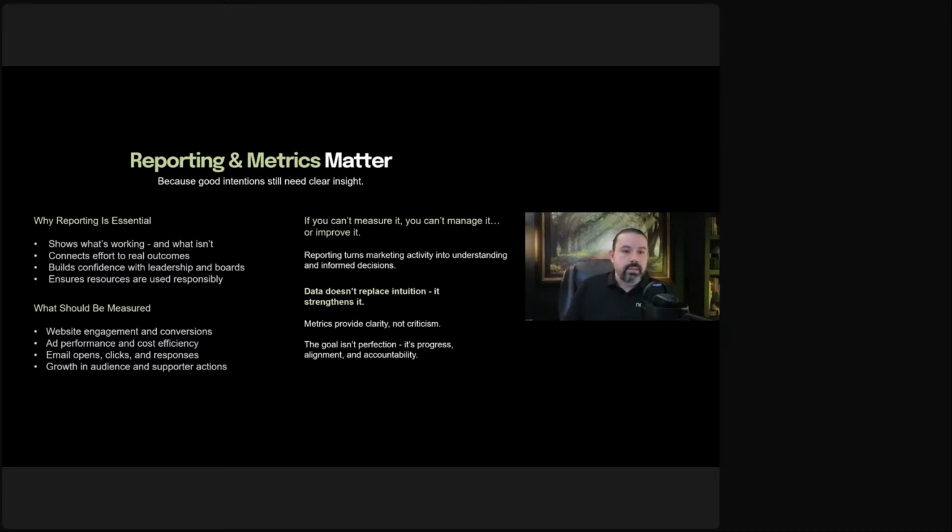Why reporting is essential. It shows what's working and what isn't, connects your efforts to real outcomes, and builds confidence with leadership and boards. This is important. When you go to report the results, you've got to have them to report. It ensures resources are used responsibly. So it's a fiscal responsibility thing. It's a strategic responsibility thing. Make sure you're reporting. What gets measured, gets met. If it doesn't get measured, it gets missed.